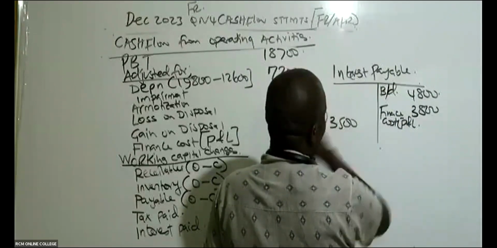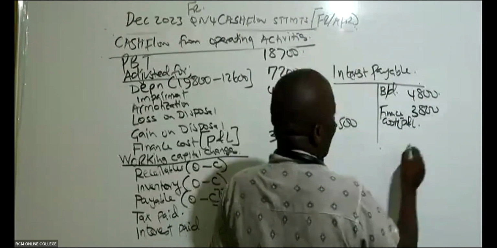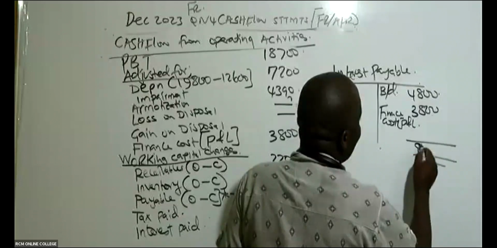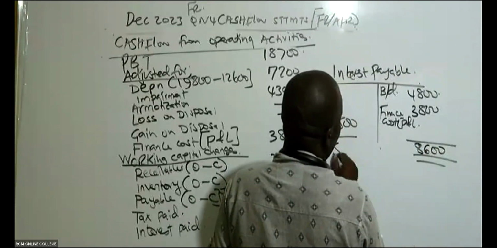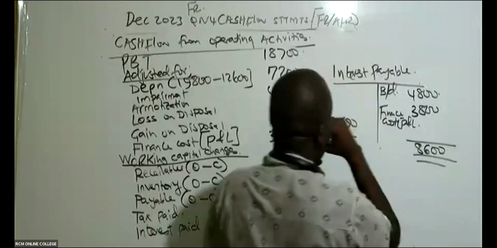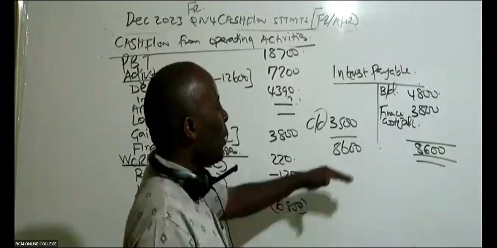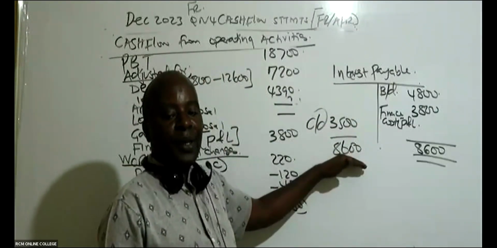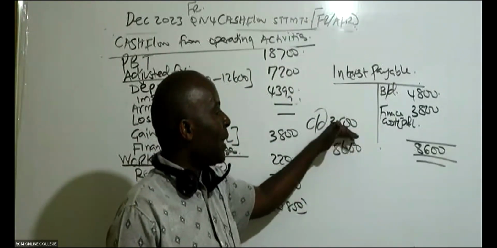This is carried down, like that. So then come and add. When you add, I think this will be 8,600. So it means that our total interest by the end of the year should have been 8,600. But we can see straight away it is much less.